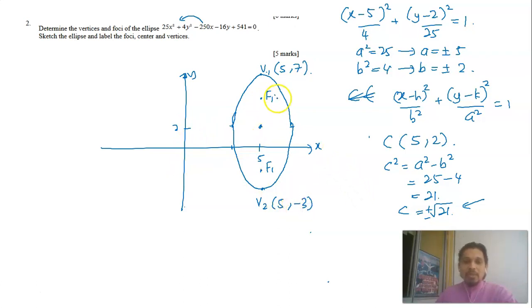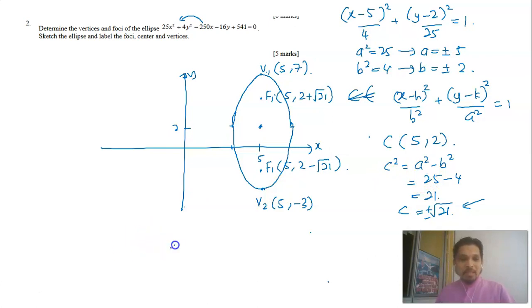And what about this one here now? For the focus, as x is still 5, and then y is 2 plus square root of 21. And here now, still 5, but then this one 2 minus square root of 21. There you go.